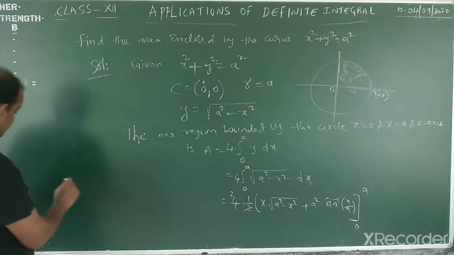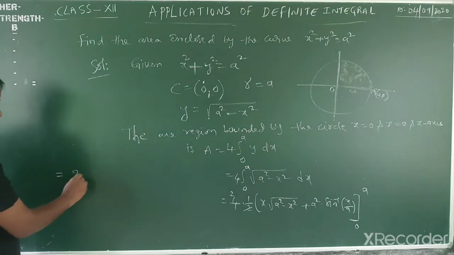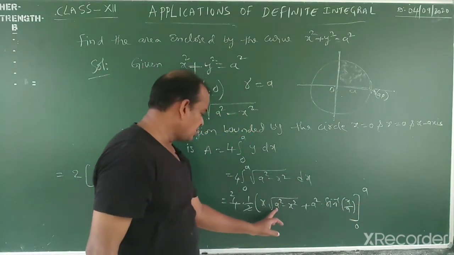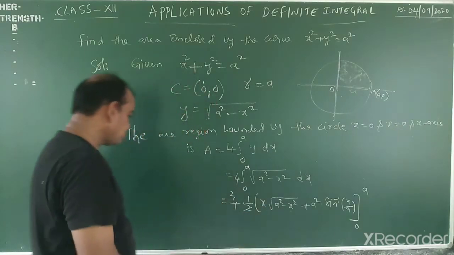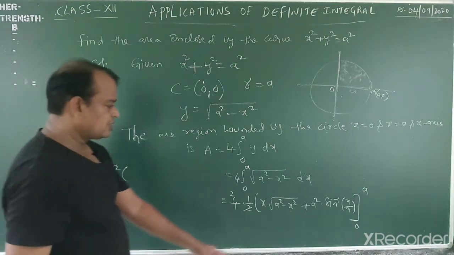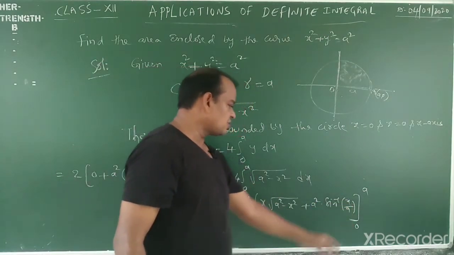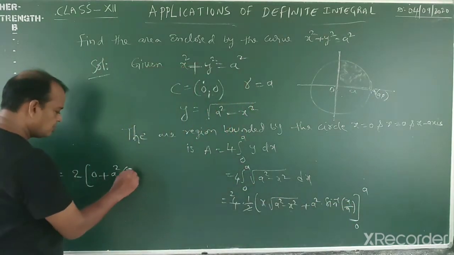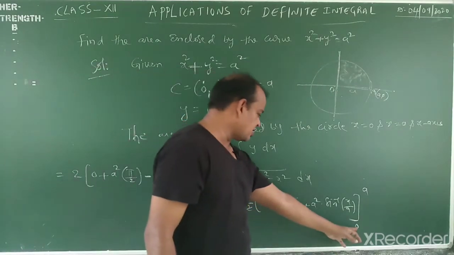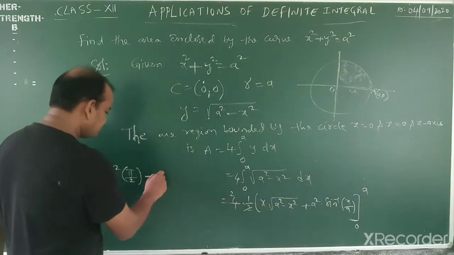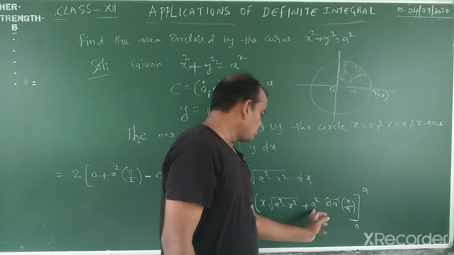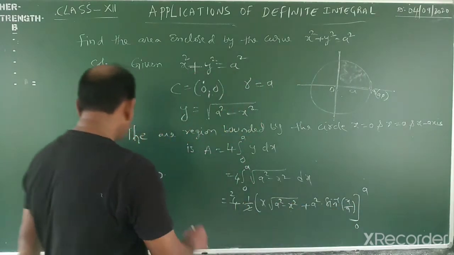Now we will do it in this way. This is equal to 2 into the upper limit a: a into root of a square minus a square, which is 0 into something, 0, plus a square into sine inverse of a by a, which is 1. Sine inverse of 1 means pi by 2. This is the upper limit, minus the lower limit. The lower limit x value is 0: 0 into something is 0, plus a square into sine inverse of 0, which is 0, totally 0.